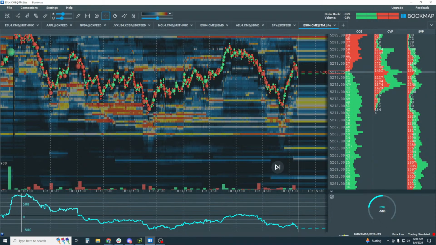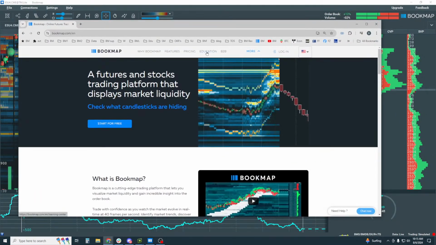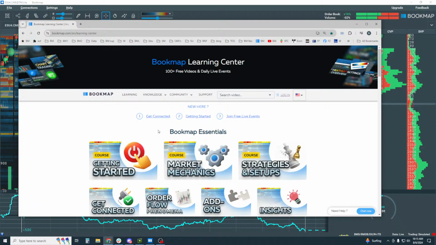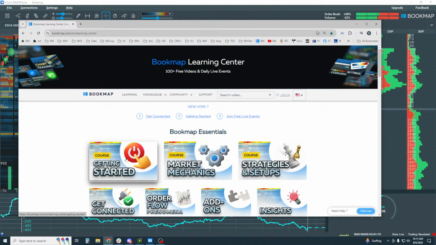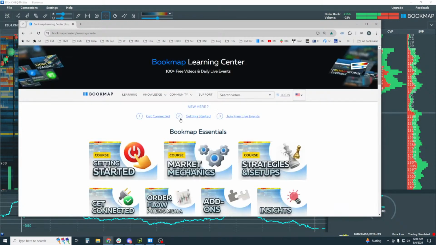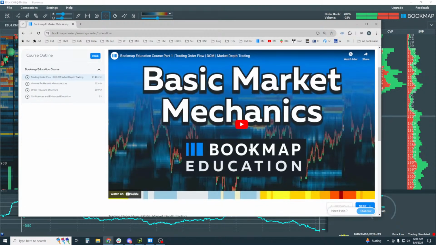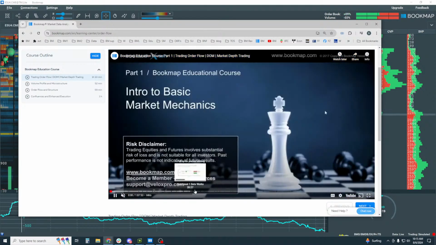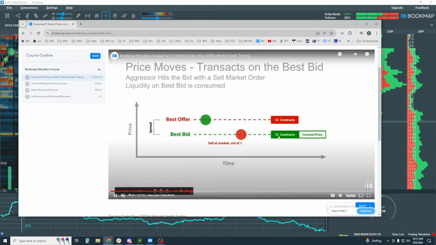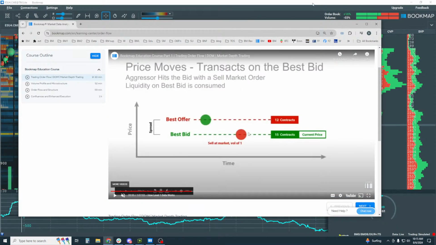If you're unfamiliar with Bookmap, then I would suggest going to bookmap.com, click on this education button, and then there's a getting started section in here, maybe the first video, or there's a bunch of videos in here on how to use Bookmap, the functionality. Then go to this market mechanics course and please watch this part 1. Minimum, just watch this part 1. It'll go through exactly what we're talking about with the mechanics of the market and how it works with some of these diagrams in here. All right.